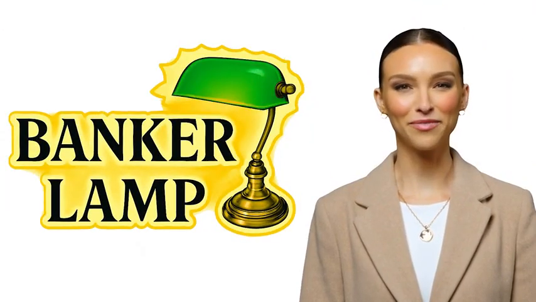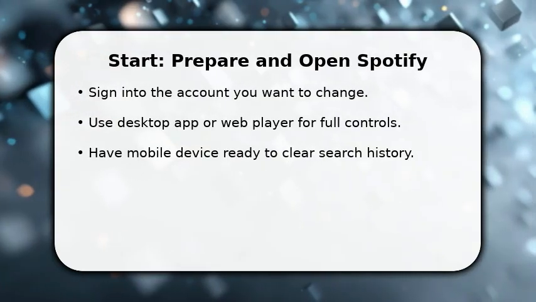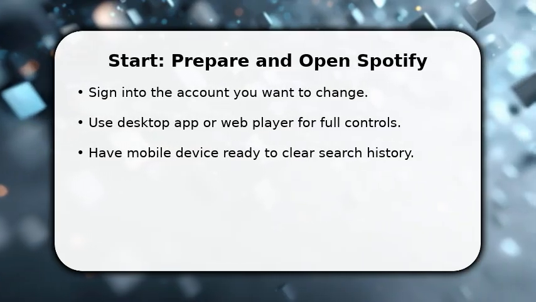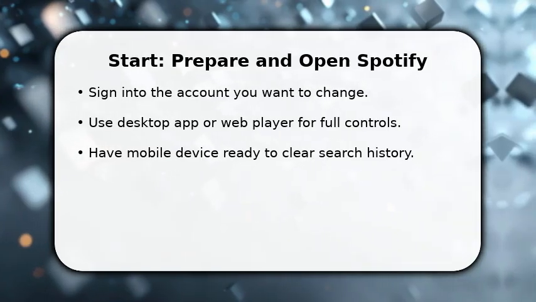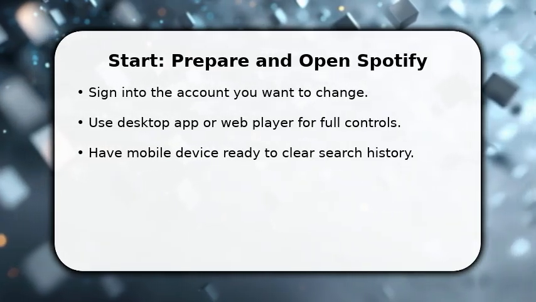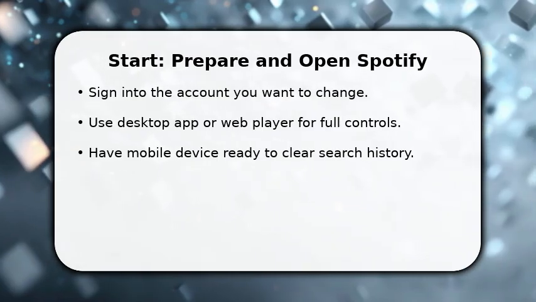Please enjoy the video. You're starting right inside Spotify. Sign in and pick the desktop app or web player because they give the most control. Once done, navigate to Home and the recently played row. You'll need that view to remove items from history.